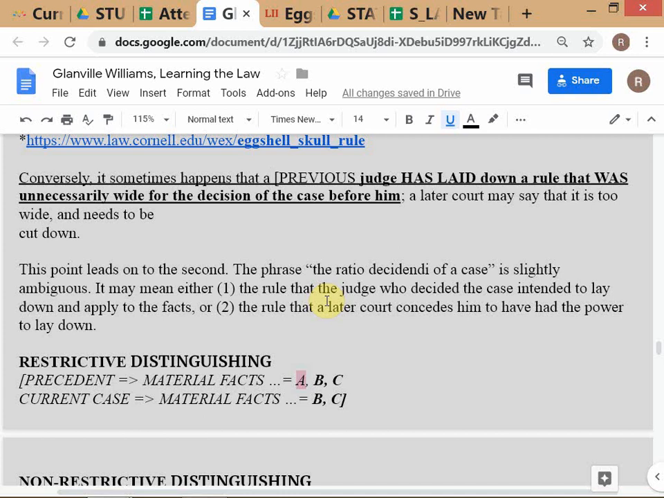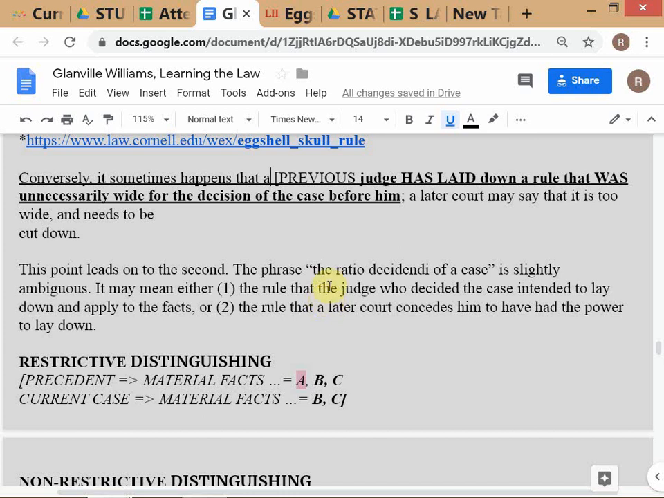basically narrowing down the old case back to the relevant material. Yes, it is narrowing down, highlighting certain material facts in the precedent that is being cited, which are too wide for the decision in the case. Remember, you need the narrowest ruling, the narrowest possible logic, the bare minimum logic to arrive at the decision.